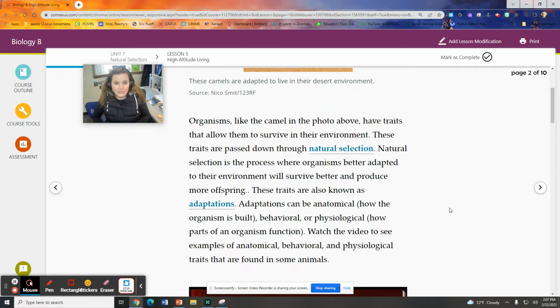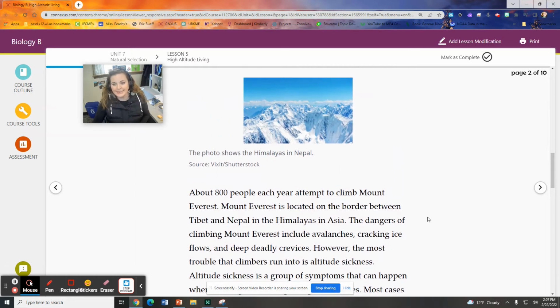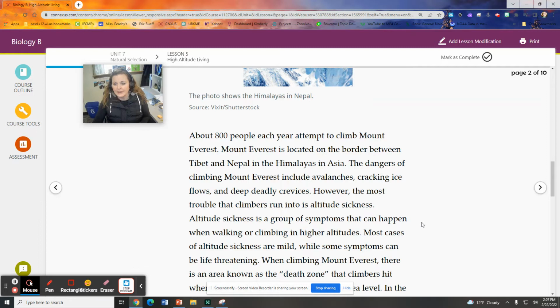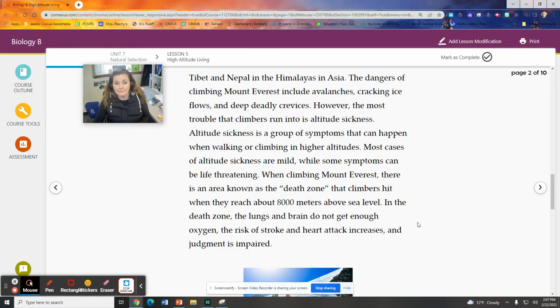Those that have the adaptation are better equipped to survive. They're going to reproduce more often, more successful reproduction, and those adaptations get passed on from one generation to the next. So then it talks about the Himalayan Mountains. Mount Everest is very tall, it's the tallest mountain in the world. The people who live in and around this area, on the border between Tibet and Nepal, actually have adaptations that enable them to survive at higher altitudes.